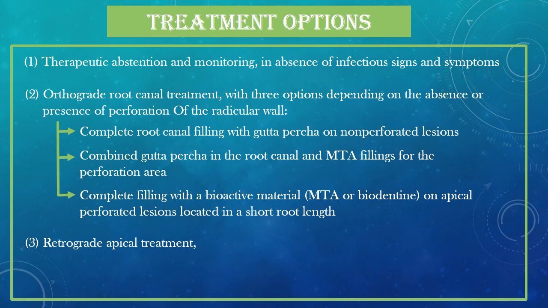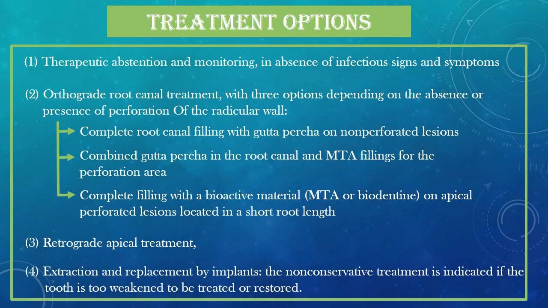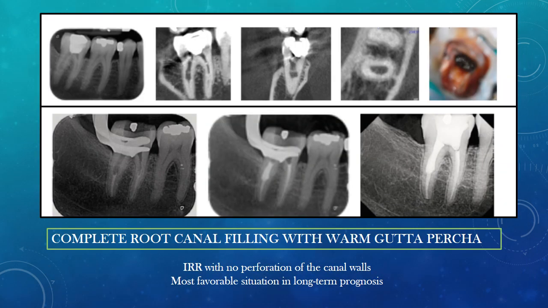Other options are retrograde apical treatment, and extraction and replacement by implants. Complete root canal filling with warm gutta-percha: here, internal root resorption with no perforation of the canal walls is seen, and it has the most favorable long-term prognosis.